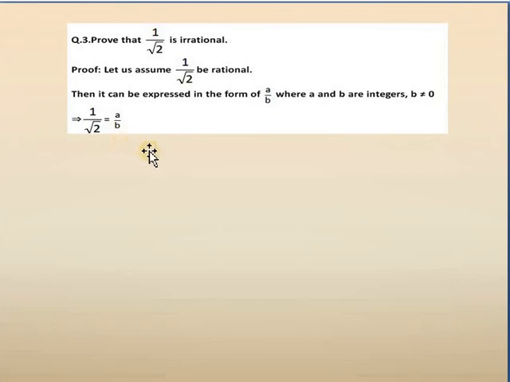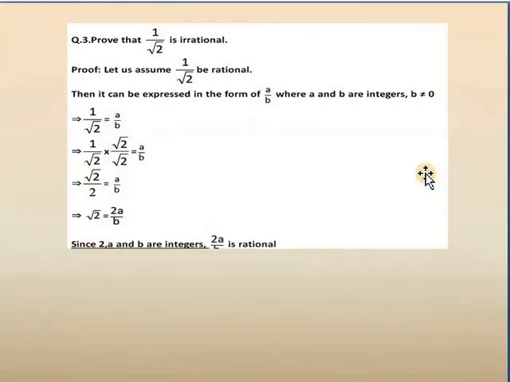1 by root 2 is equal to a by b means that what you need to do is rationalize the denominator by multiplying numerator and denominator by root 2. So 1 by root 2 into root 2 by root 2 is equal to a by b. That is root 2 by 2 is equal to a by b. Now it's simple. Root 2 is equal to 2a by b. Initially rationalize and get the rational denominator. Then the numerator is root 2, so there is no issue now.